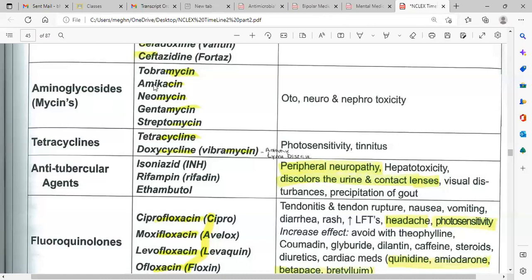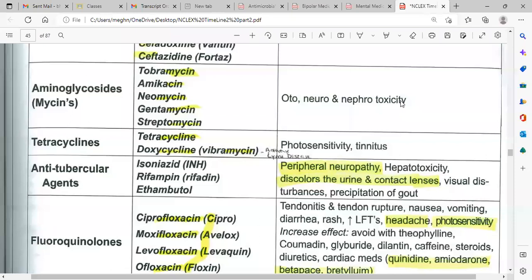Aminoglycosides are very powerful antibiotics to treat conditions like meningitis, infective endocarditis, septicemia, and Clostridium difficile infections. But they have some side effects. Aminoglycosides can cause ototoxicity, neurotoxicity, and nephrotoxicity.